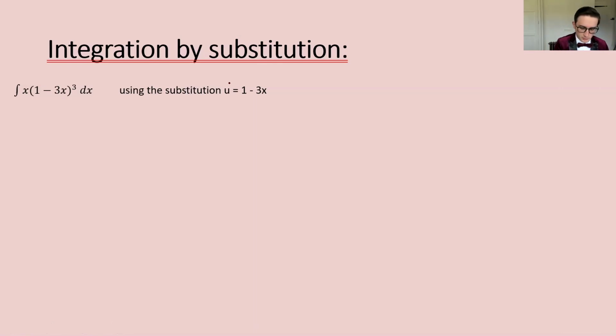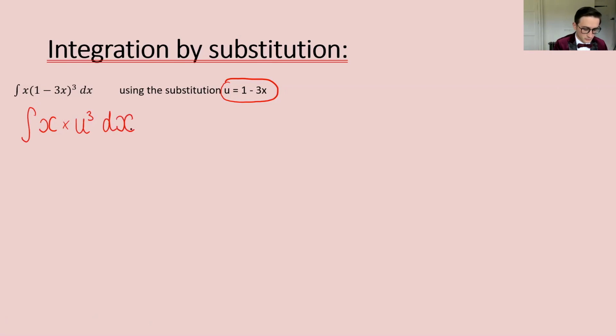So what I want to do is replace the x's in terms of u, but I also need to replace dx because that means with respect to x. And I can't integrate a function with respect to x if it's all in terms of u. So I need to integrate in terms of u. Let's use that substitution. So I'm going to get x times, and then u is being replaced. So 1 minus 3x cubed would actually be u cubed dx.